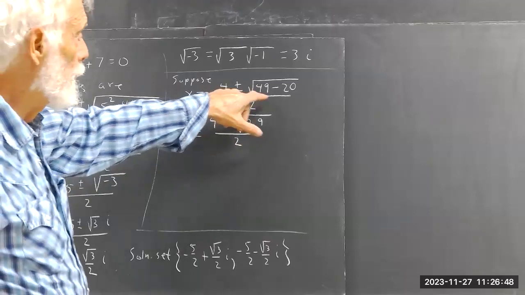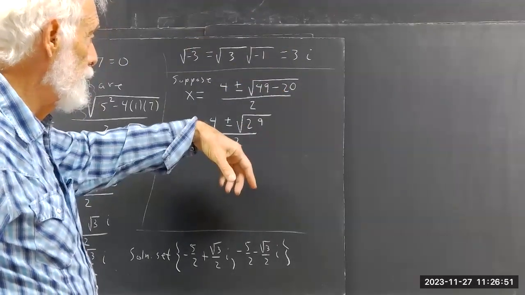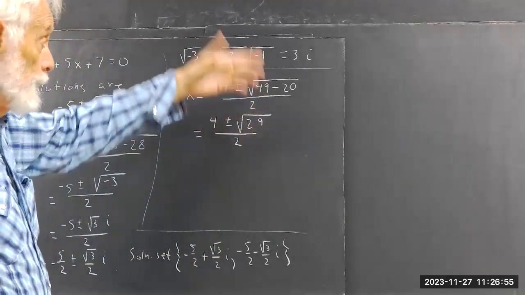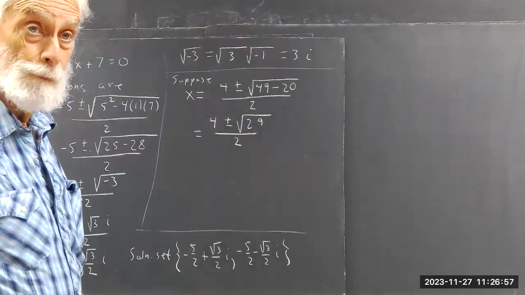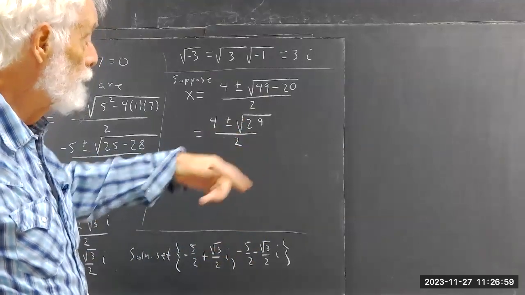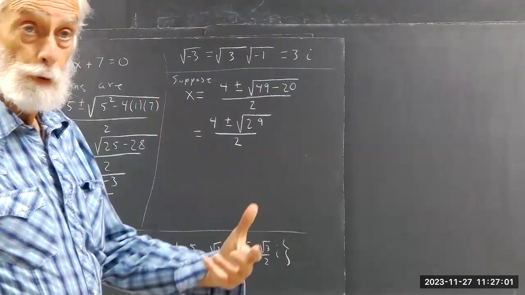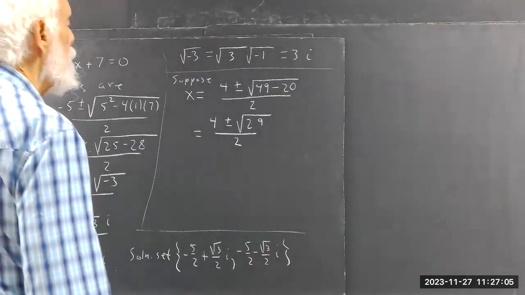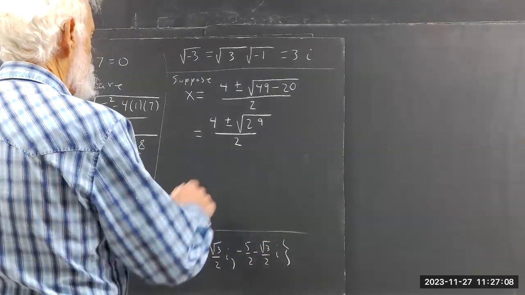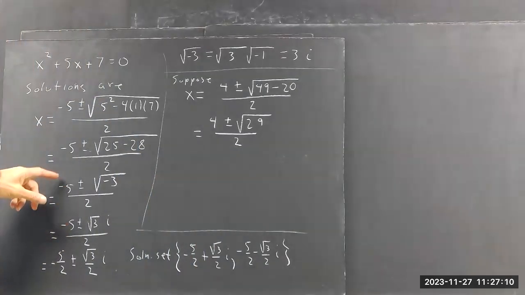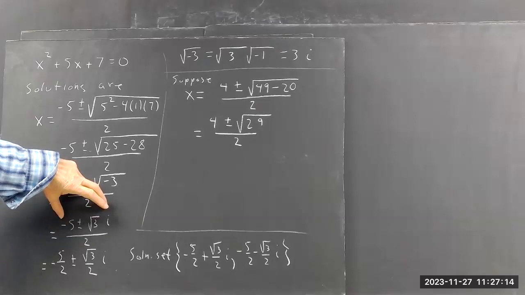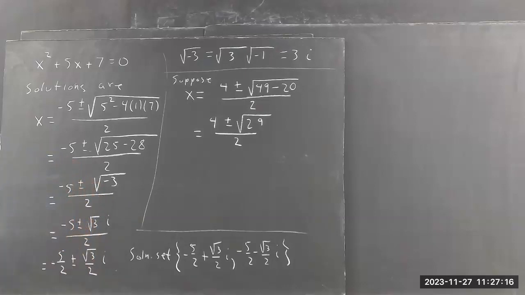If it was 49 minus, let's say, 60, then we'd have a -11 here and we'd have to worry about i. But if we don't have a negative here, it means we have real solutions. So let's not worry about this step or this step, but what now did I do between this step and this step? What happens between here and here?